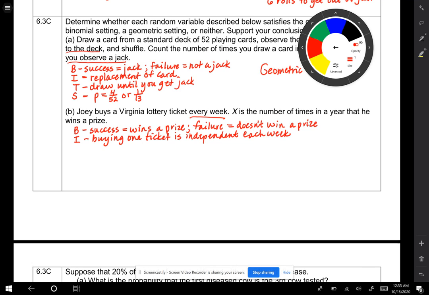Okay, N. Well, the reason why I'm going to say N is because it says buys a ticket every week, so N will be 52. 52 weeks in a year. And then lastly, the probability of success will be the same each week. This is a good review of binomial as well.